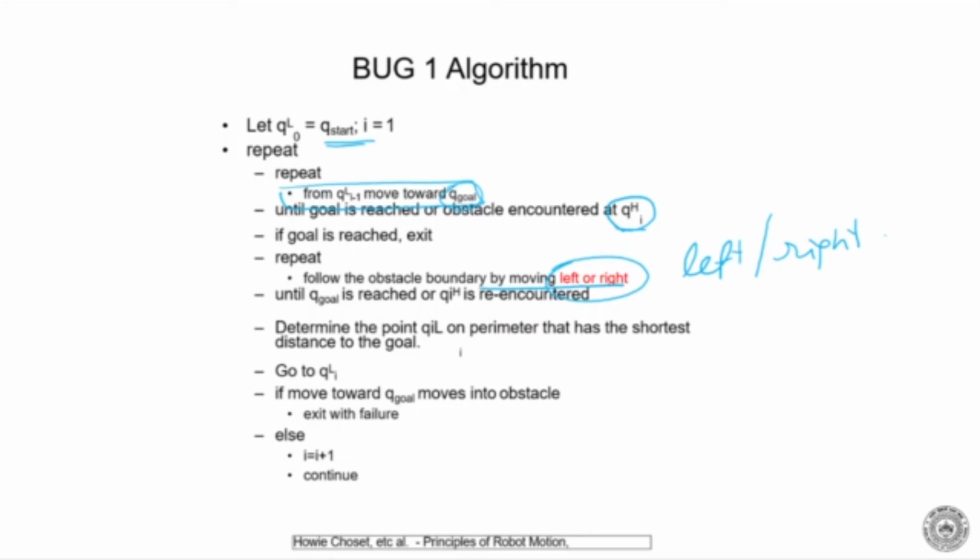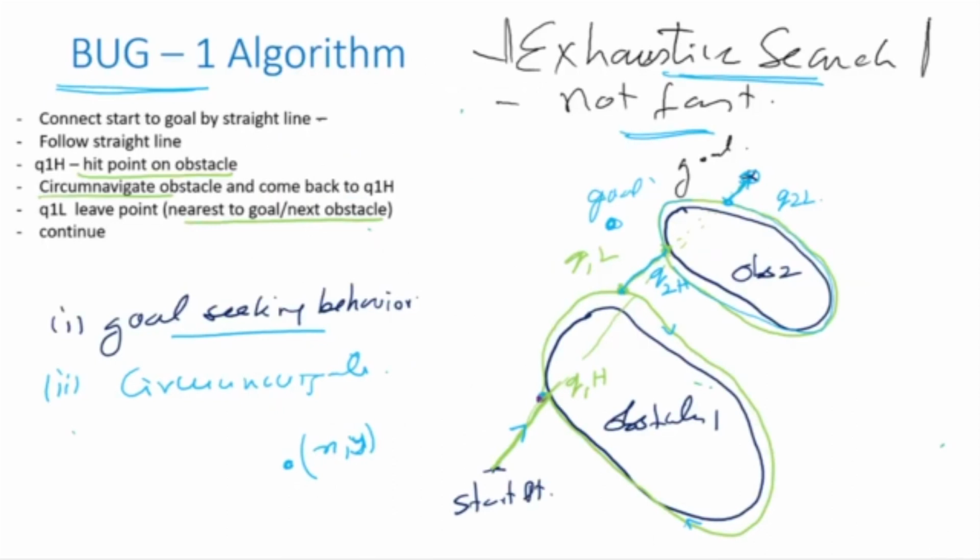Determine the point QL1, the leave point on the perimeter, that is the shortest distance to the goal. Go to QL1 and then move forward. If you reach the goal, then exit. If the move towards Q goal moves into obstacles, then exit with failure. So this basically means that we are going to go to this obstacle, circumnavigate, find the leave point, go to the next, and then proceed that way.